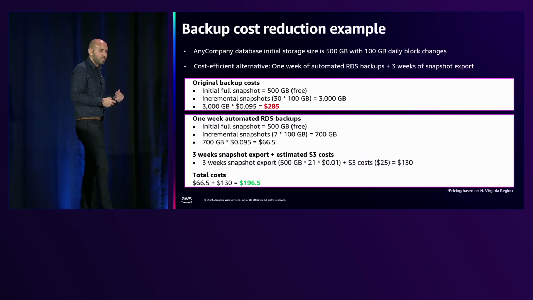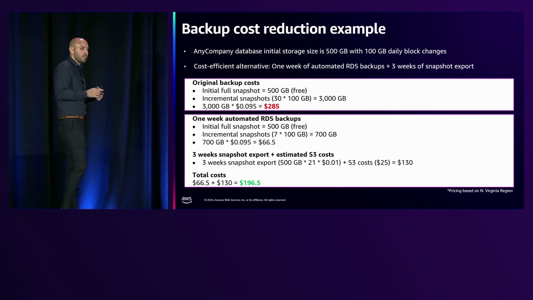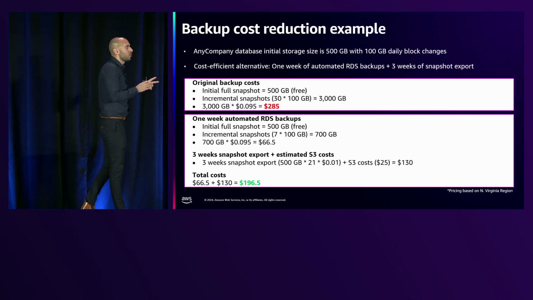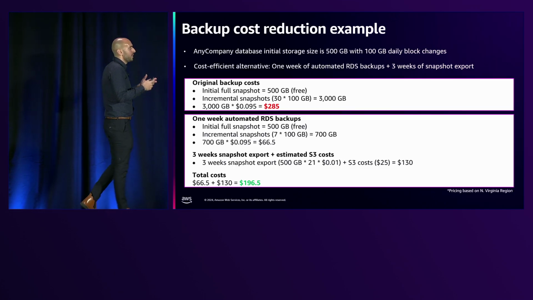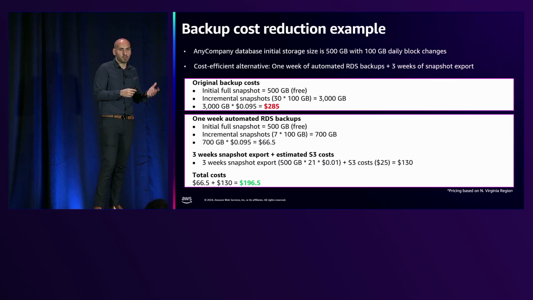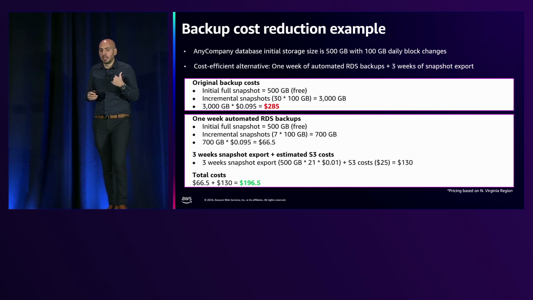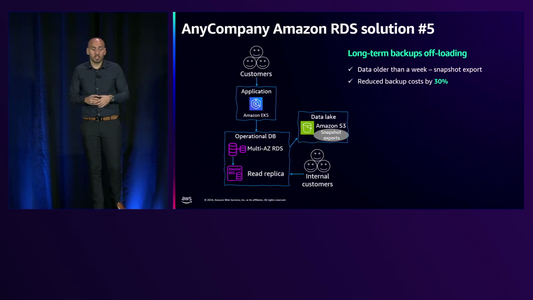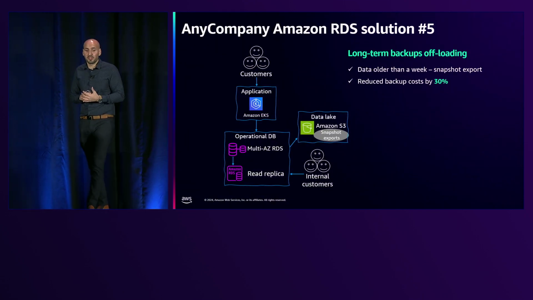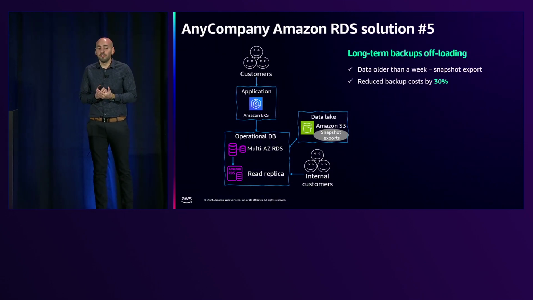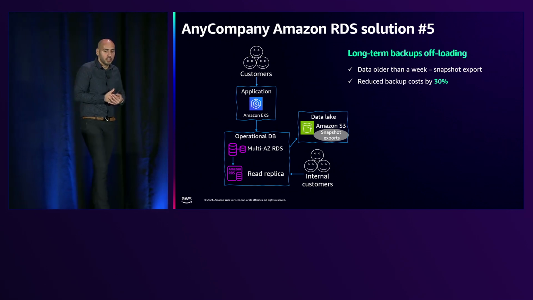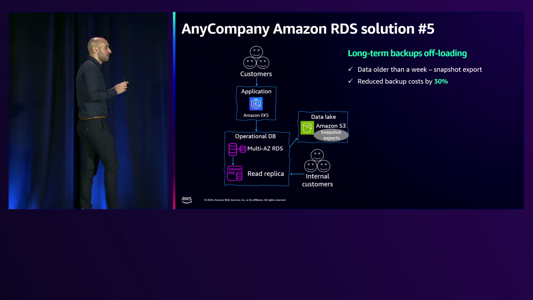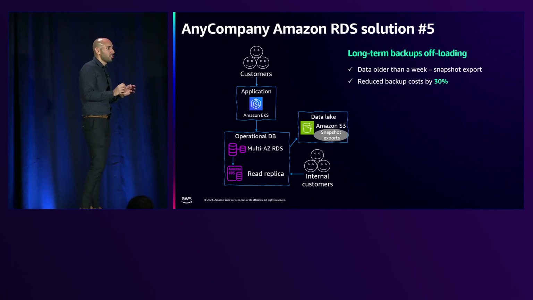Alternatively, with the cost-efficient alternative, what we can see here is that we only use 1 week of automated RDS backup, and for the remaining data, we use the S3 snapshot export approach that we just mentioned in the previous slide. And that provided significant cost reduction. And to be more accurate, that reduced their backup cost by 30%, demonstrating how efficient backup data retention could lead to significant savings while still maintaining compliance, access, and data retention requirements.